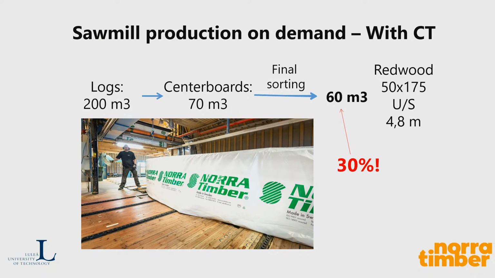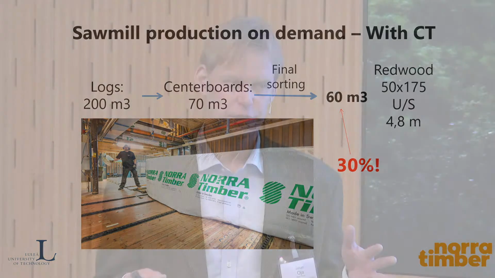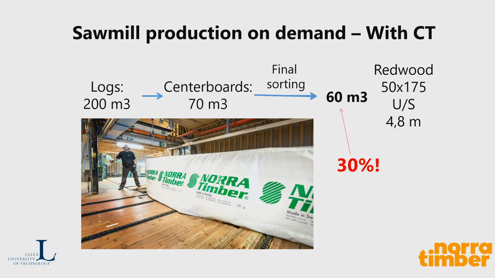If, on the other hand, we have an X-ray scanner, or even better, a CT scanner, so we really know what the log looks like inside and what properties we have, we can choose the right logs for this customer. Then we only need to cut 200 cubic meters, because still 1/3 is centerboards, but 90% have the correct combination of grade and length. And then we have 30% instead of 1% that fits the customer's needs. Then we start to get closer to something we can produce on demand for a specific customer.